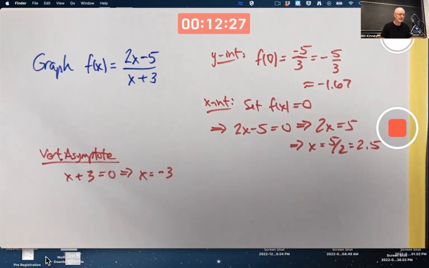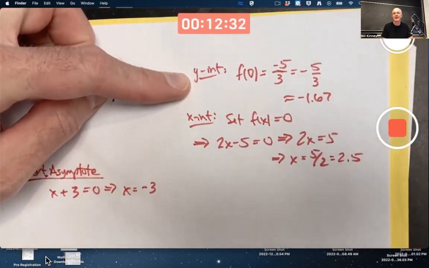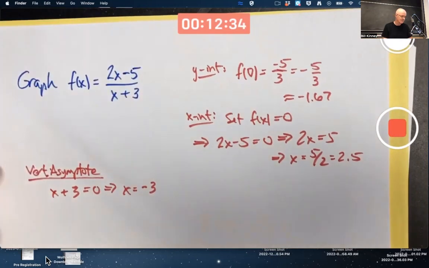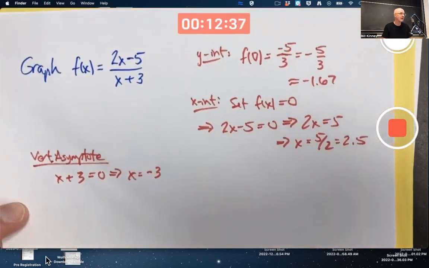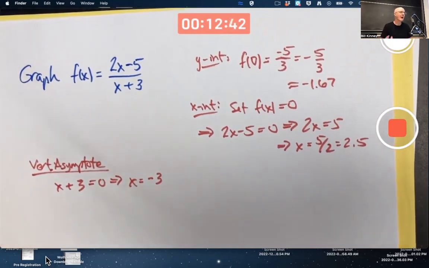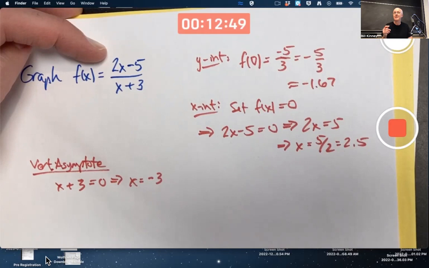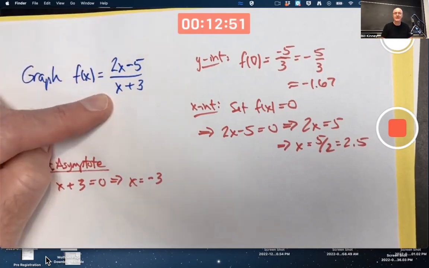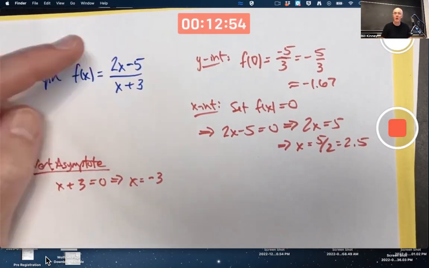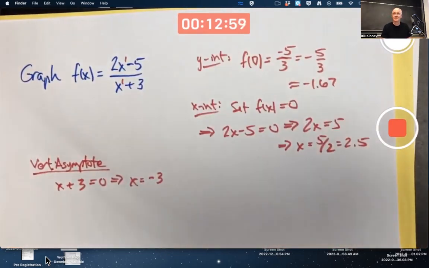Doing all this before I plot any points, well, I guess I am plotting one point effectively. x is 0, y is negative 1.67. But other than that, I'm not plotting any points. Does it have horizontal asymptotes? Not always. Rational functions don't always have horizontal asymptotes. They do if the degree, the highest power of the top, is less than or equal to the bottom's degree. In this case, they're equal. They're both 1. That's the highest power of x. And in fact, because of that, this is something you can take to the bank.